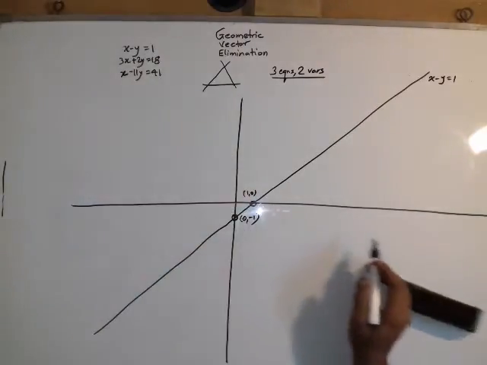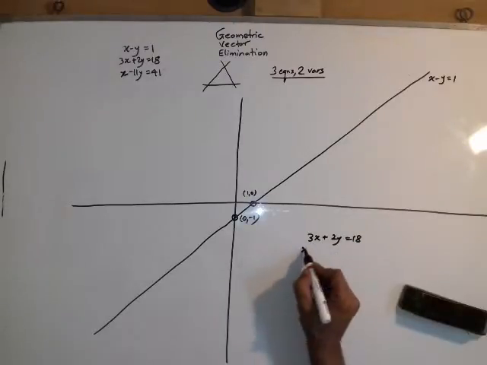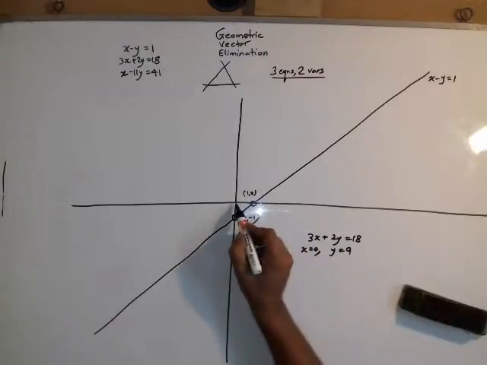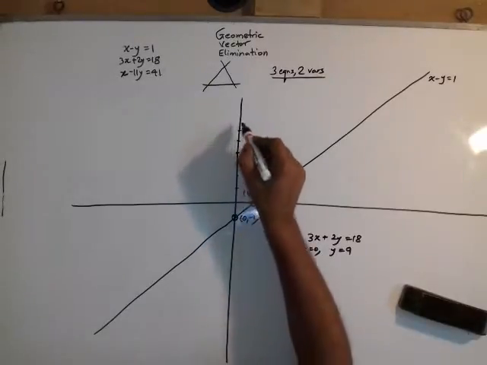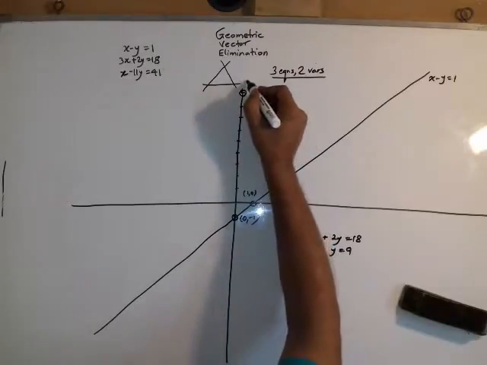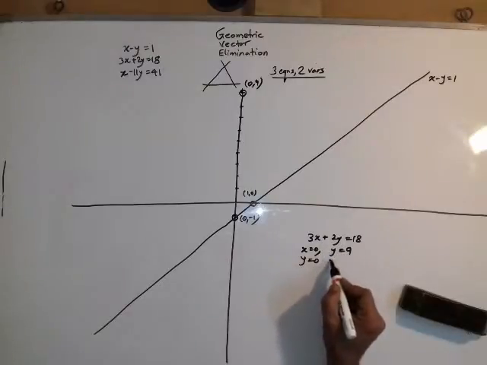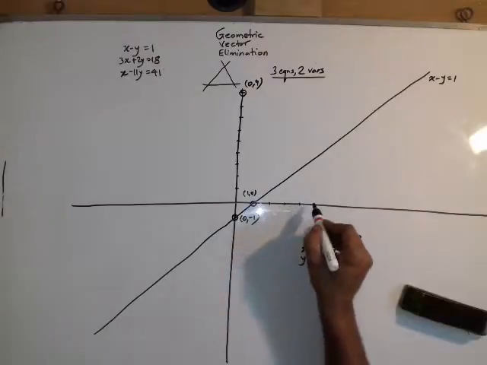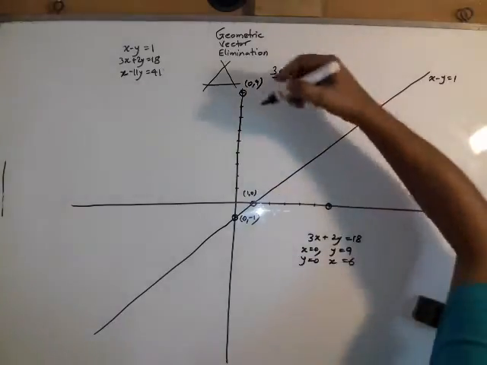I'll take the next one. 3x plus 2y is equal to 18. The same routine. x is equal to 0, this 0 is out, y is equal to 9. So when x is equal to 0, I go all the way here: 1, 2, 3, 4, 5, 6, 7, 8, 9. That's 0, 9. And when y is equal to 0, this 0 is out, you will see that x is equal to 6. So this is the line I have.